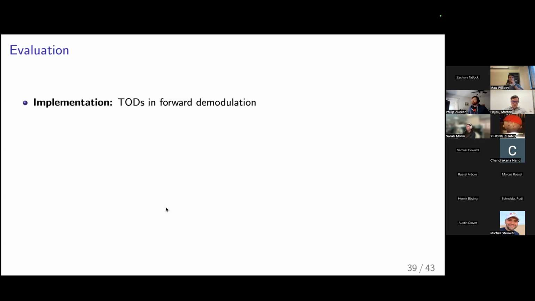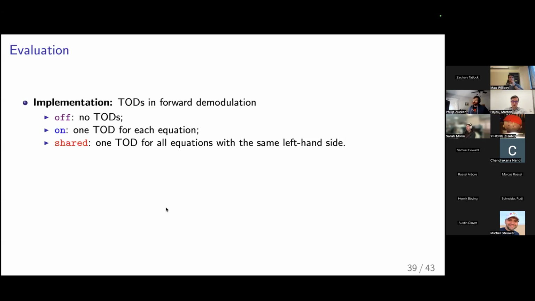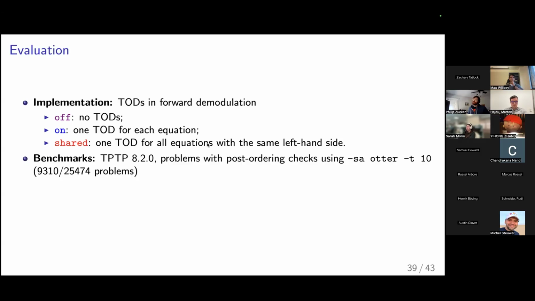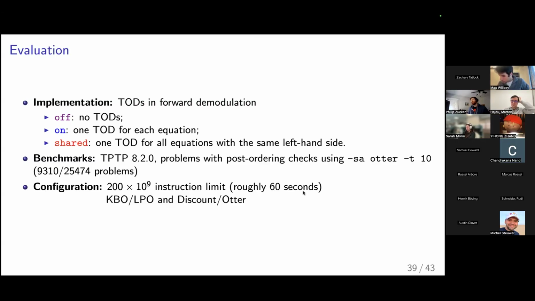Okay, so we have an implementation of thoughts in forward demodulation in Vampire, and we did some experimentation. We used 3 modes: off uses no thoughts, on uses one thought for each equation, and there is a mode shared, which uses one thought for all equations with the same left-hand side, as we have seen in our example with the 2 equations. We used TPTP benchmarks, in particular ones that had any post-ordering checks using some default configuration. And we used a roughly 60-second timeout, and both KBO and APO, but separately, and 2 different kinds of saturation algorithms.